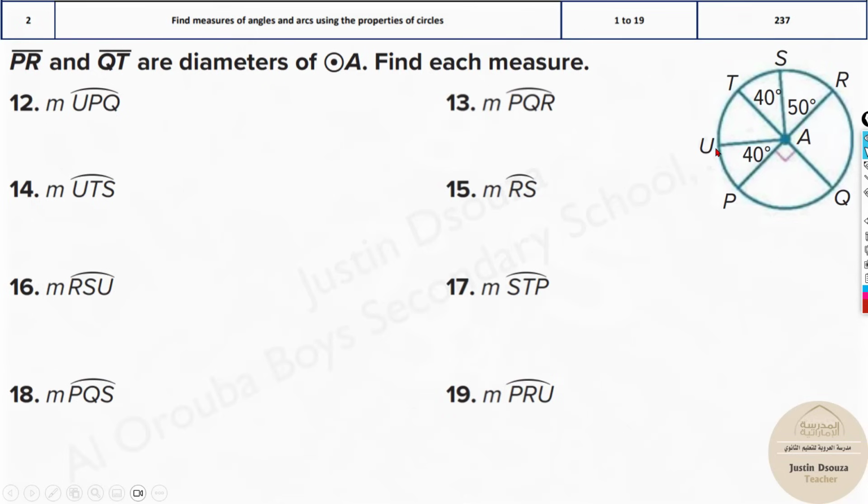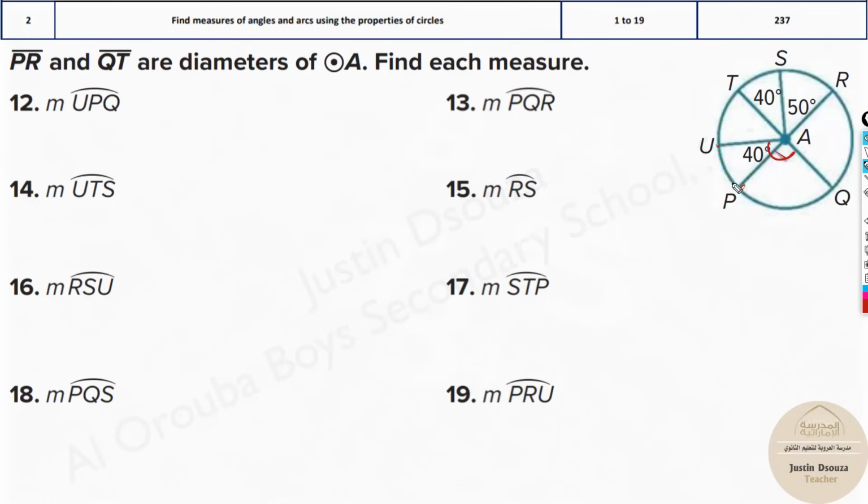Now we have another problem where they have given some details. PR and QT are the diameters. Now we need to find these measures. What is UPQ? UPQ is this. It's 90 plus 40, 130. Same way do the others. I'll do one more. Say I'll do the last one.